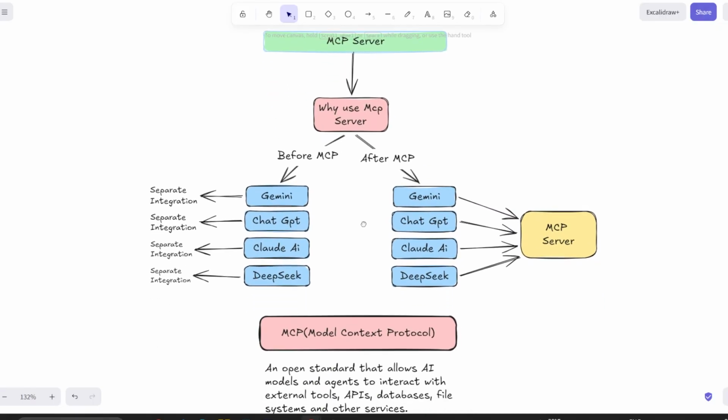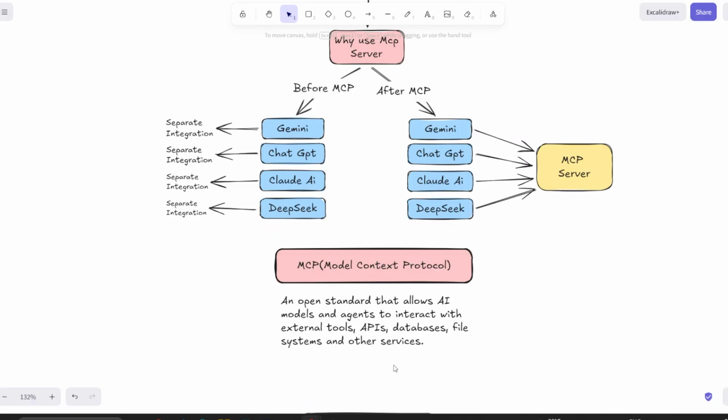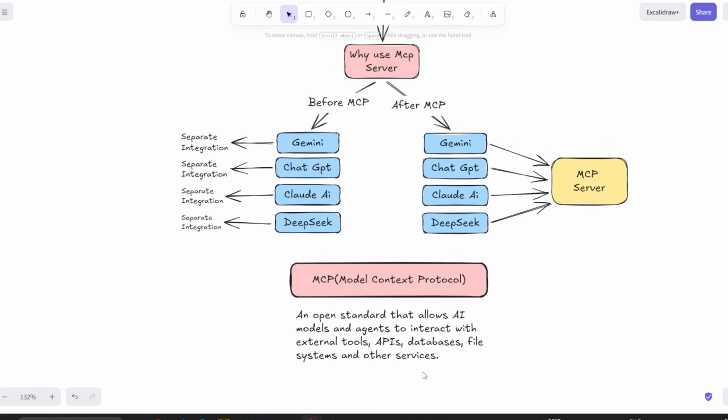MCP is an open standard that allows large language models and AI agents to interact with external systems like file system, APIs, database query, terminals, and many other services. It acts like a communication layer between the AI models and external tools. So now you have a clear picture of what the MCP server is and why we need this. Some examples of MCP server are Git MCP server, Docker MCP server, file system MCP server.